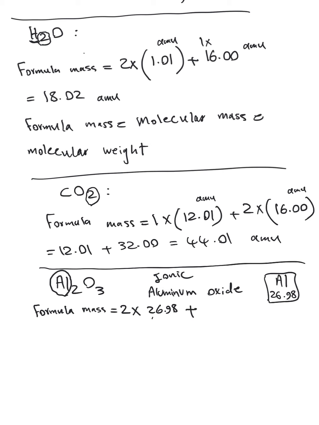Plus, we go to the second element. How many oxygen do we have? 3. Exactly. Multiply by, we go again to the back of the book or periodic table, and we see that for oxygen we have 16. And then after doing the math, we will have 101.96 atomic mass unit. Is this clear how we do this?